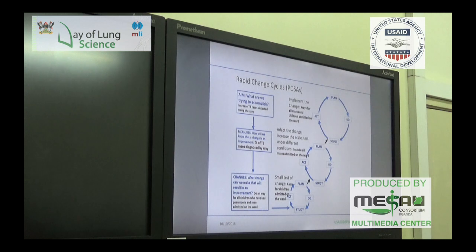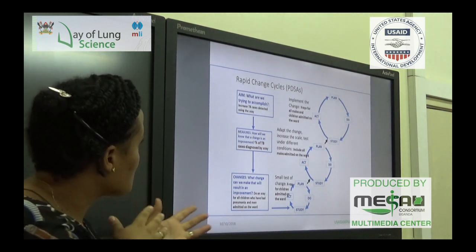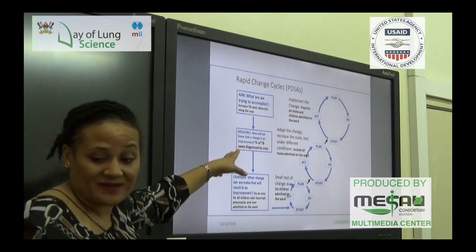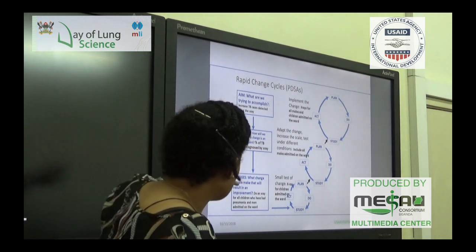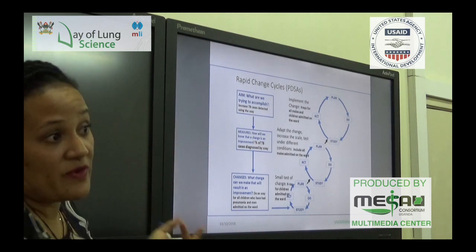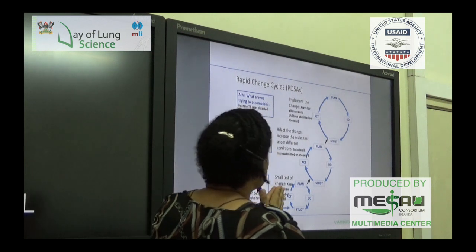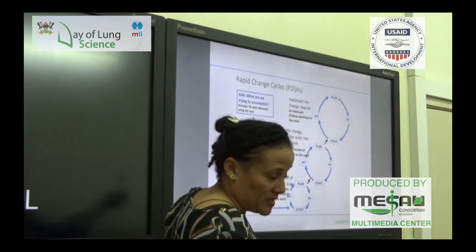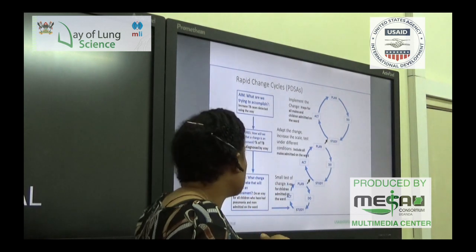Maybe to demonstrate what I mean, this is what we mean by rapid change cycles or PDSAs. We have the overall aim. I hope that this can be seen. Well, what are we trying to accomplish? That's the question. We want to increase TB cases detected using the X-ray, for example. Okay? So the measure, how we know that a change is an improvement, is the percentage of TB cases diagnosed by X-ray. And the changes, what changes can we make that will result in an improvement?